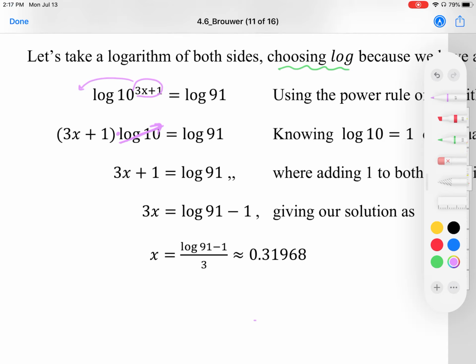So we can go ahead and solve for x. That's our goal, to get x by itself. So we go ahead and subtract 1, subtract 1. We have 3x equals log of 91 minus 1. Divide by 3, divide by 3. So we have log of 91 minus 1, divided by 3. Again, we use our calculator for this. And our answer is 0.31968.